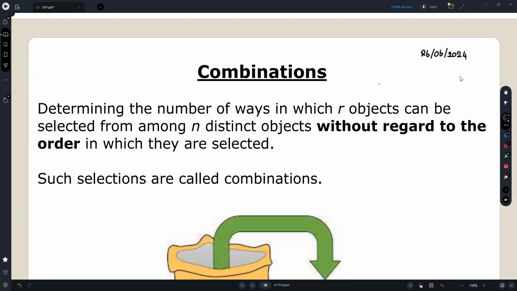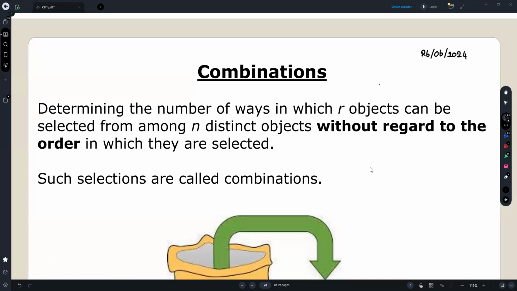So that is the combination. In permutation, we did the same, selecting R objects out of N, but in order. So the order mattered in permutation, but in combination, you simply select R objects out of N. Since the order is not considered, the number of possibilities that you can count under combination will be less than the permutations. And you don't care about the order, who comes first, second, or third.